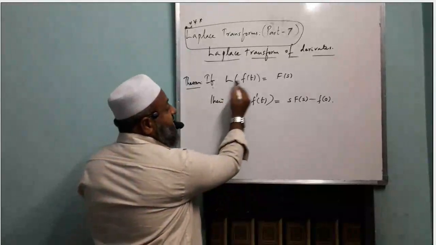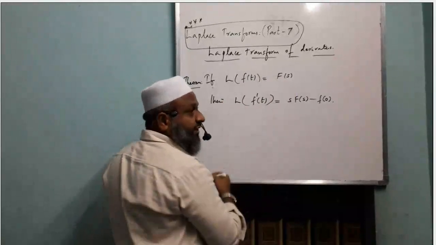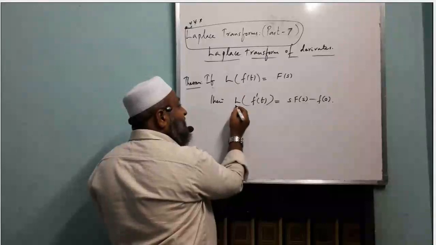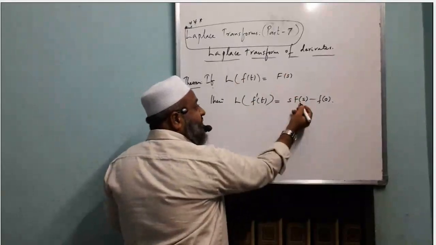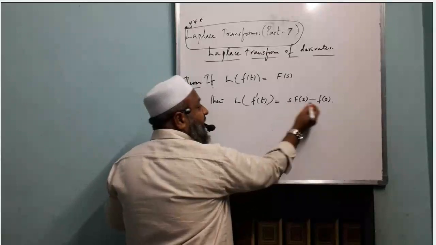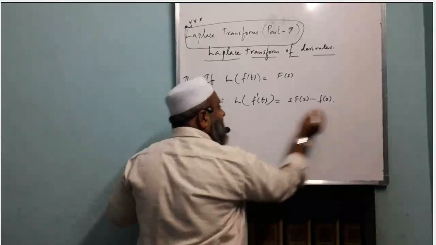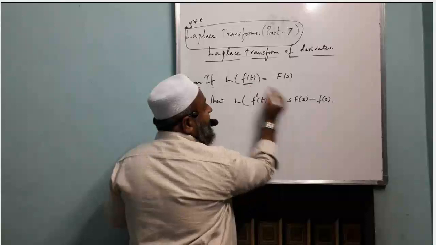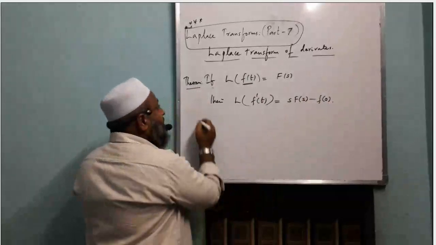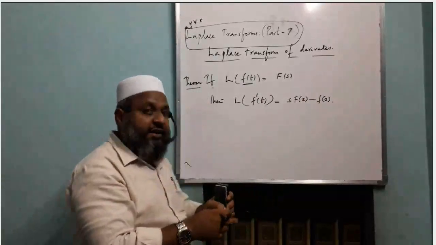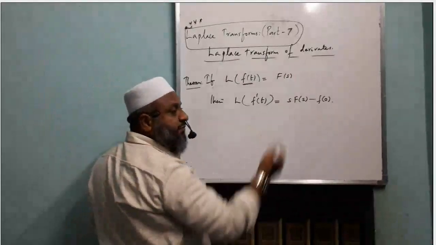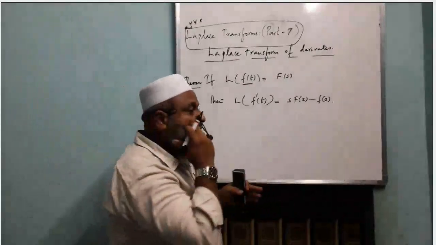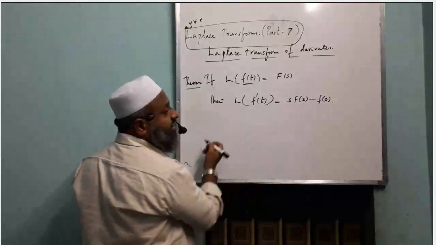Suppose the Laplace transform of f of t is F of s, then the Laplace transform of the derivative of this function is that transform multiplied with s and subtracting the value of this function at 0. Now the proof of this theorem can be seen at a later point of time. In some other video I'll club all the proofs, okay, which are not delivered here.